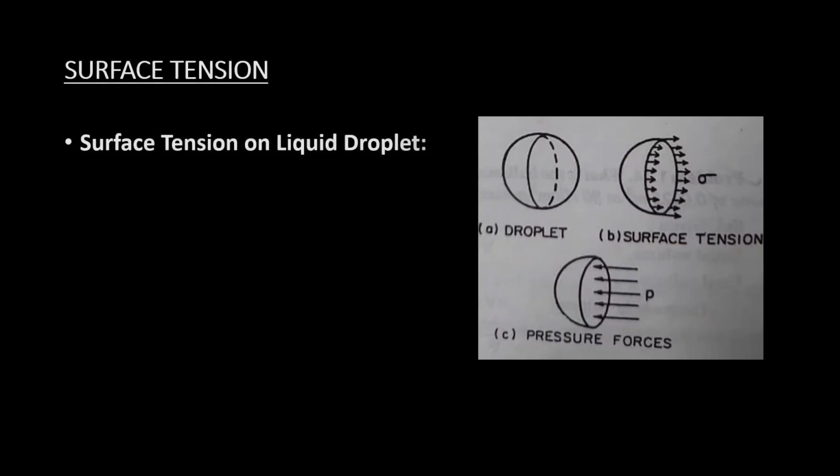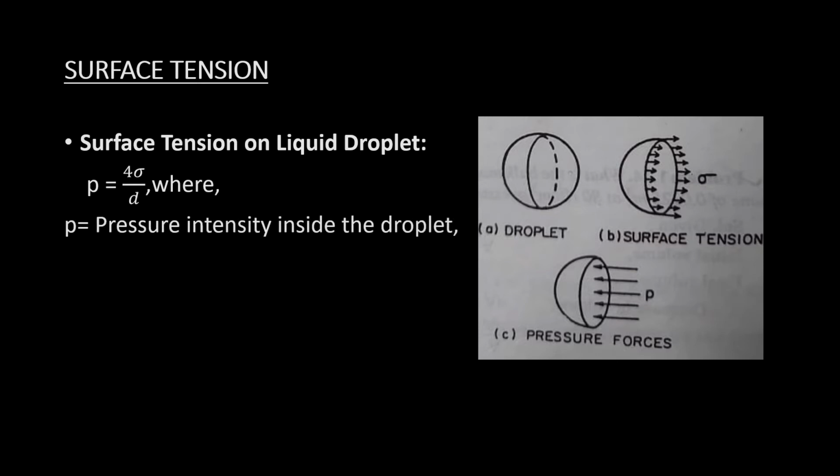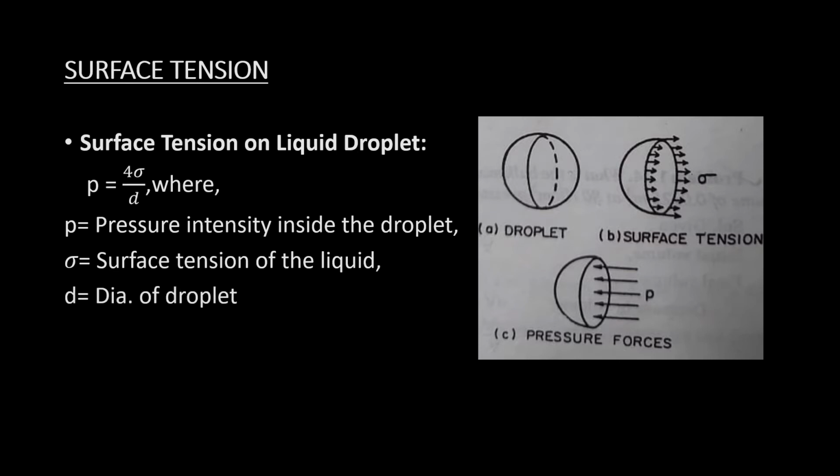Surface tension on a liquid droplet. Small p is equal to 4 sigma by small d, where small p is equal to pressure intensity inside the droplet, sigma is equal to surface tension of the liquid, and small d is equal to diameter of the droplet.